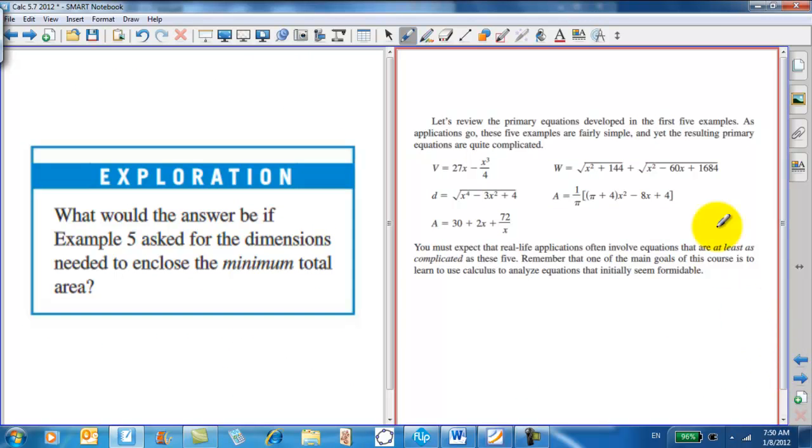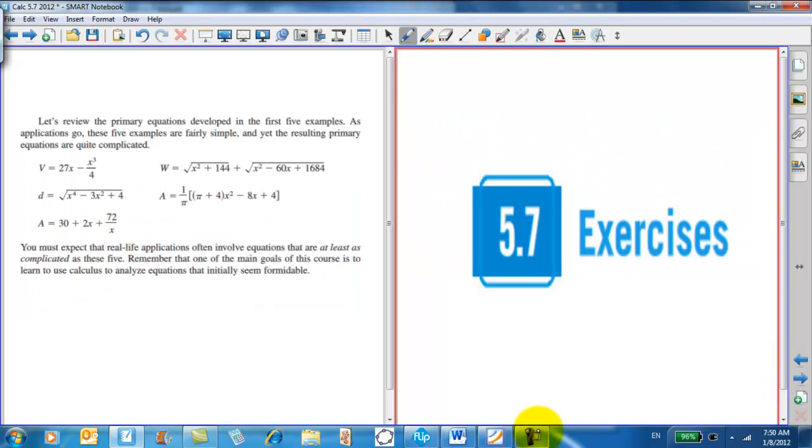Okay, here's just some of the big primary equations we set up as a result. And it can get that complicated, and even more so in real life problems.